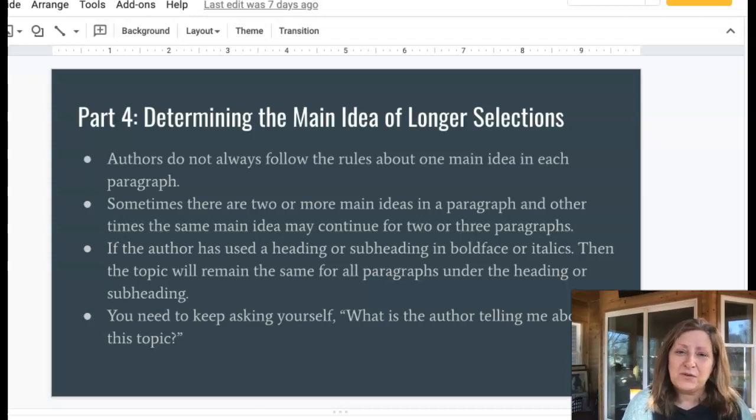So they don't always follow the rules about there being one main idea in each paragraph. And sometimes there sadly are two or more ideas. If they have used headings or subheadings in boldface or italics, then make sure that you take note of that, because that's typically what the paragraphs are going to be about. You know that. That's textbook 101.